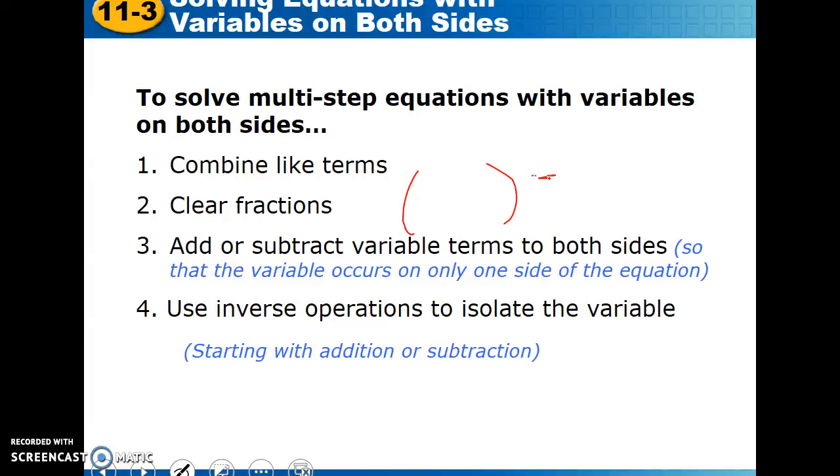Then third step is add or subtract terms to both sides. And this is kind of a little note we need to put under there, so that the variable occurs only on one side of the equation. Trying to keep it positive if we can. And then step 4 is use inverse operations to isolate the variable, starting always with addition and subtraction.